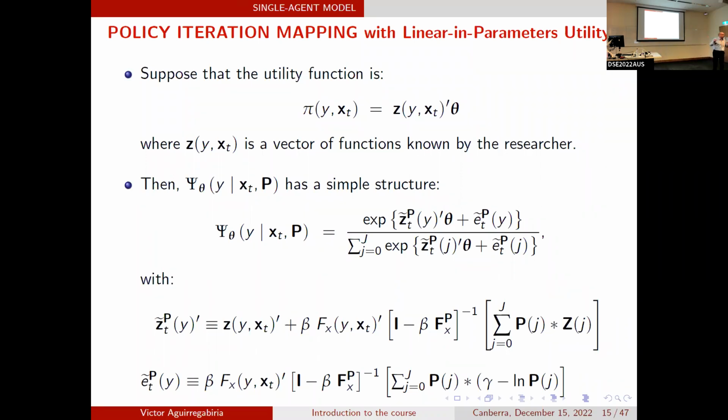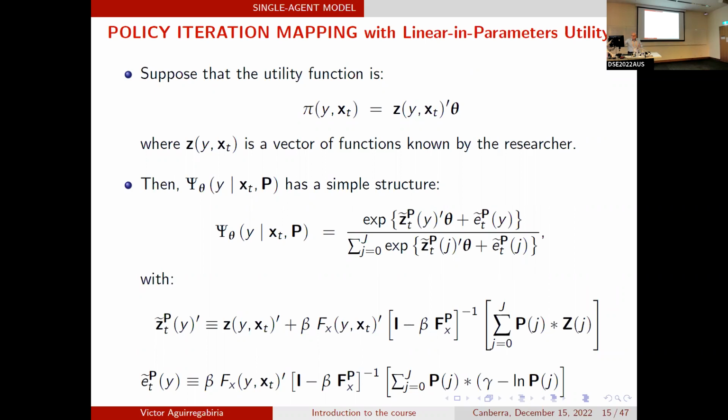I would not like to call it static because there is a lot of dynamics involved in these variables, but it looks like a standard static multinomial choice model. Okay. And what is key is what are these z tilde p and e tilde p? Well, z tilde p is the present value of this vector of explanatory variables, given that I choose action y today, and we are in a state x today.